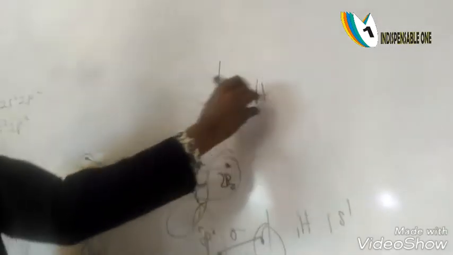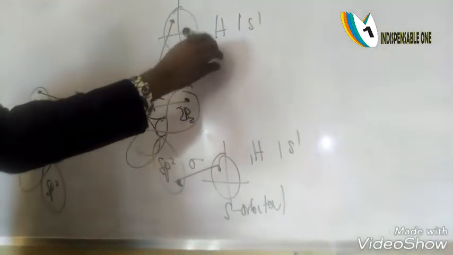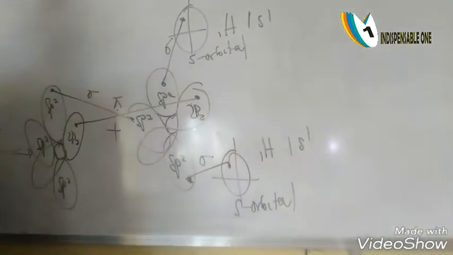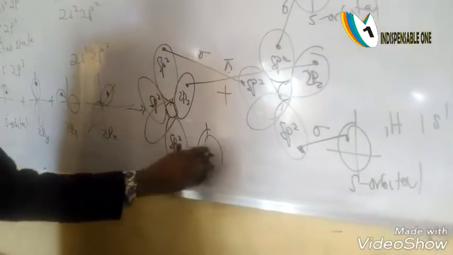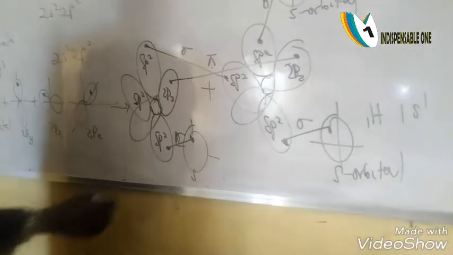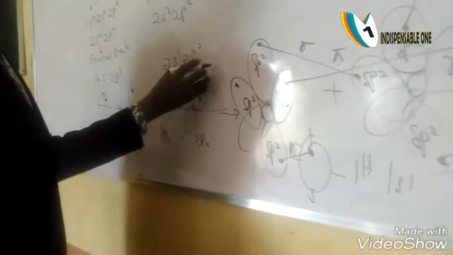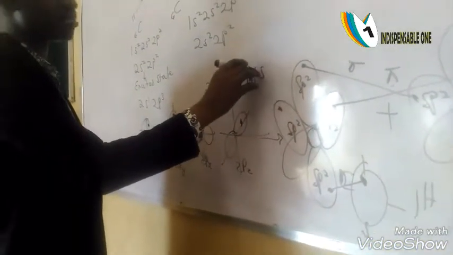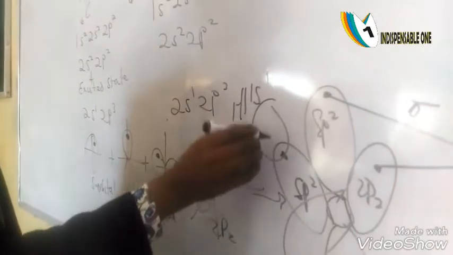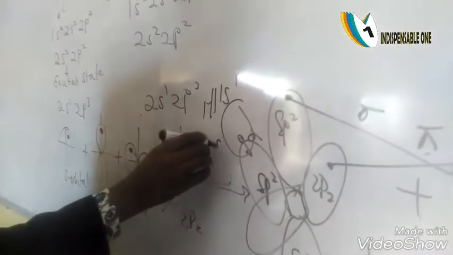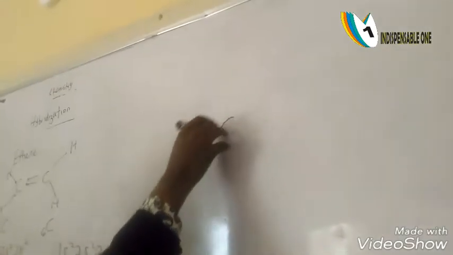So that 1s1 is going to mix again. This s orbital is going to mix again to form a sigma bond. Likewise here, it's going to do the same thing. The hydrogen that is coming, the s orbital from the hydrogen, has one electron, and we move them to form the sigma bond. This is hydrogen one, that is 1s1. Then here is hydrogen two, also 1s1, to meet here to form another sigma bond with this s orbital. Now when this happens, you are going to have something like this.